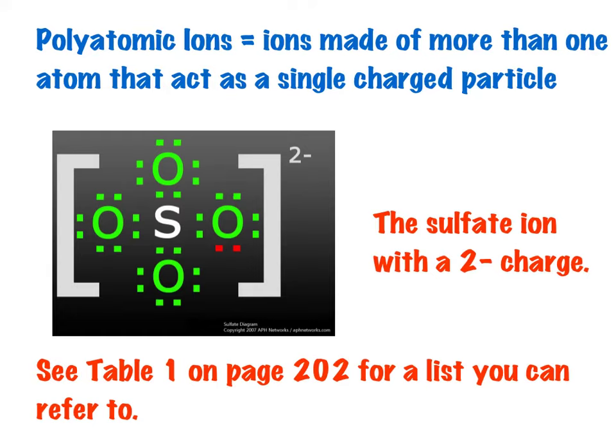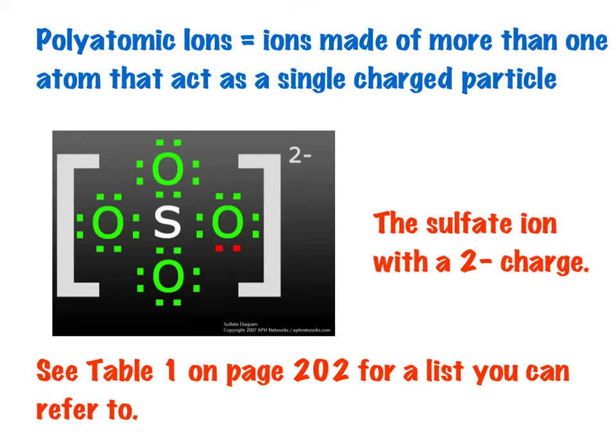So if you think about the word polyatomic, poly means many, atomic means atom. So this is an ion, a charged particle made of many atoms. Sometimes there's only two atoms in the polyatomic ion, or there may be many. The picture below is of a sulfate ion. This is a sulfur with 4 oxygens attached to it. It has a charge of 2-.